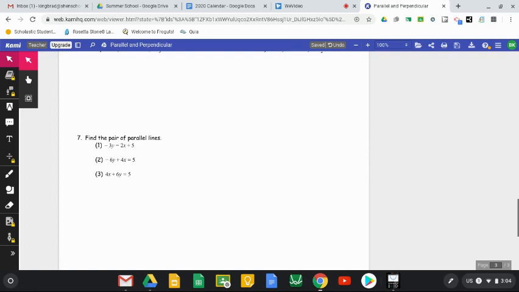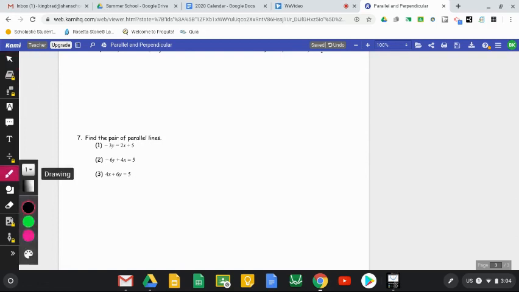We're going to skip 6 and we'll do 7 last. Find a pair of parallel lines. Your task. Get all these to y equals mx plus b. And then tell me which two are parallel. All right.